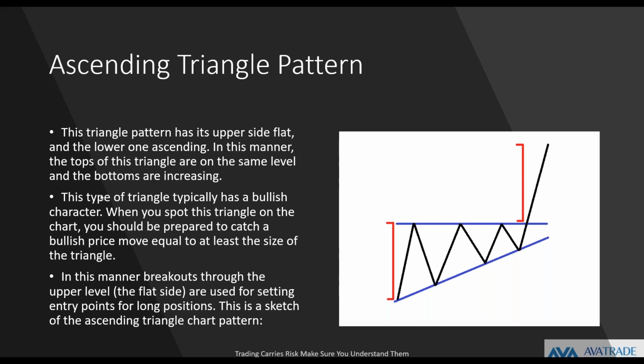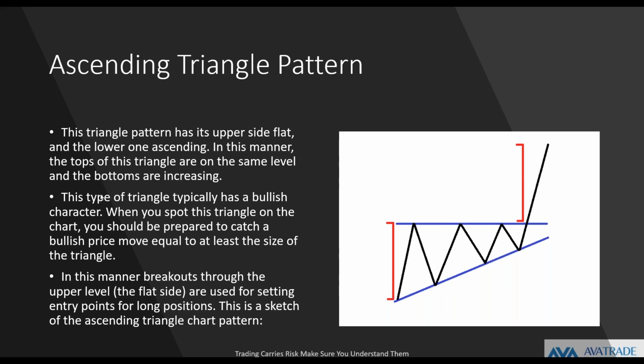Now, this triangle pattern has an upper side flat and a lower side at an angle, or the lower side is ascending. In this matter, the tops of the triangle are on the same level and the bottoms are increasing. This type of triangle typically has a bullish character. Now remember, I've warned you about it, but it's in the standard definition. So when you spot this triangle on a chart, you should be prepared to catch a bullish price move equal to at least the size of the triangle. That's hogwash, and I'll show you.